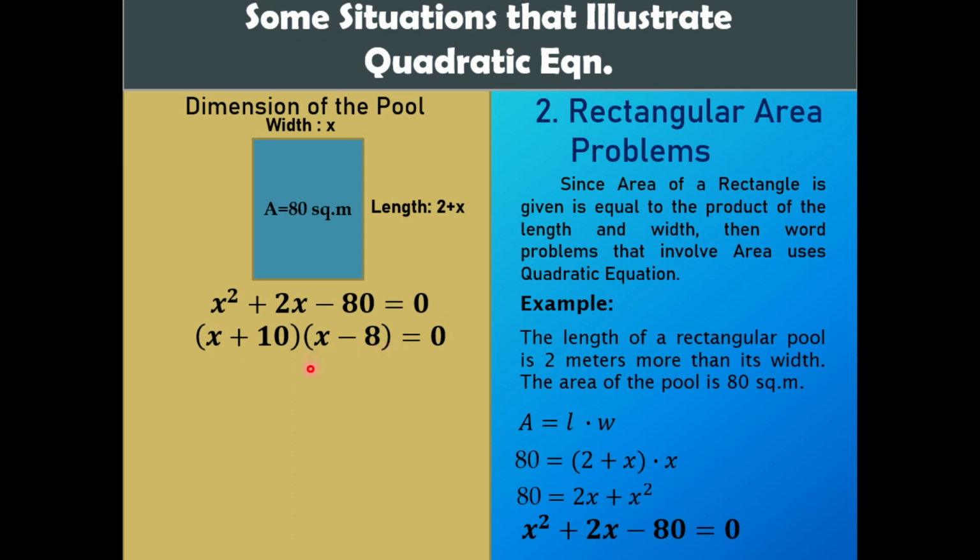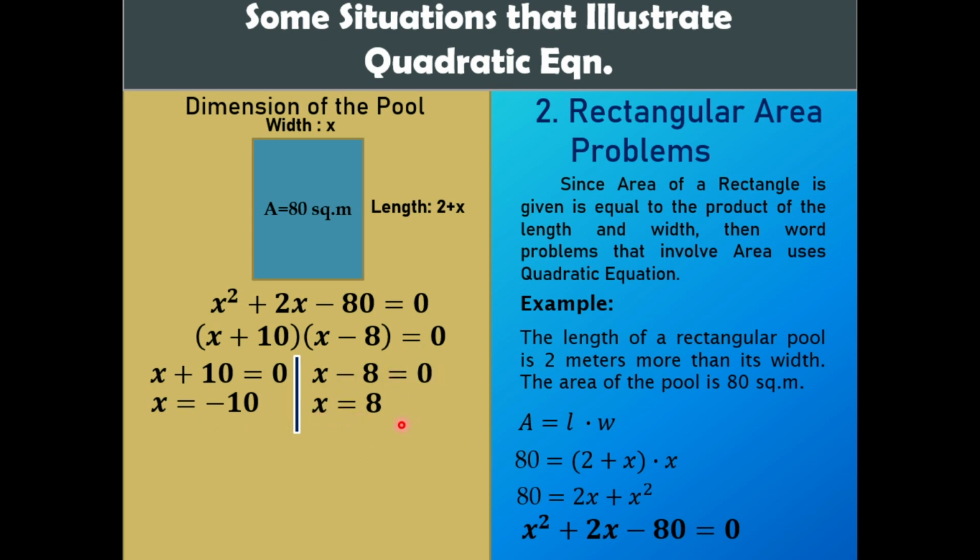Solving this using the zero product property, x plus 10 equals 0 and x minus 8 equals 0. As you see, we equate each of the factors to 0. X plus 10 equals 0 will give us x equals negative 10. X minus 8 equals 0 will give us x equals 8.